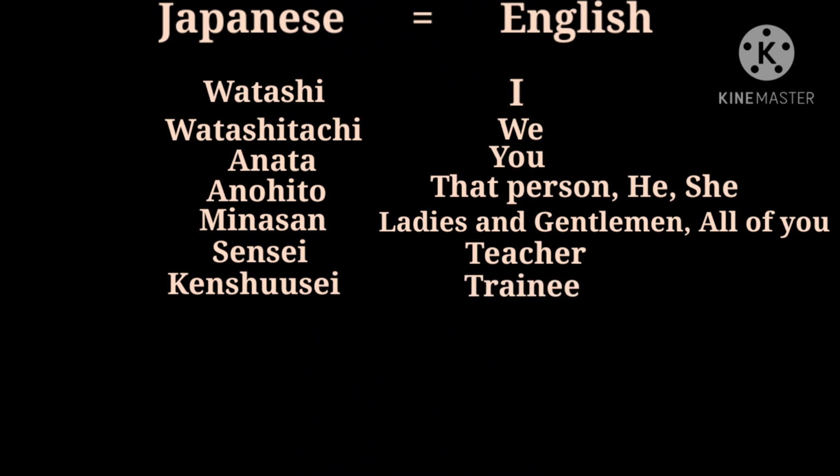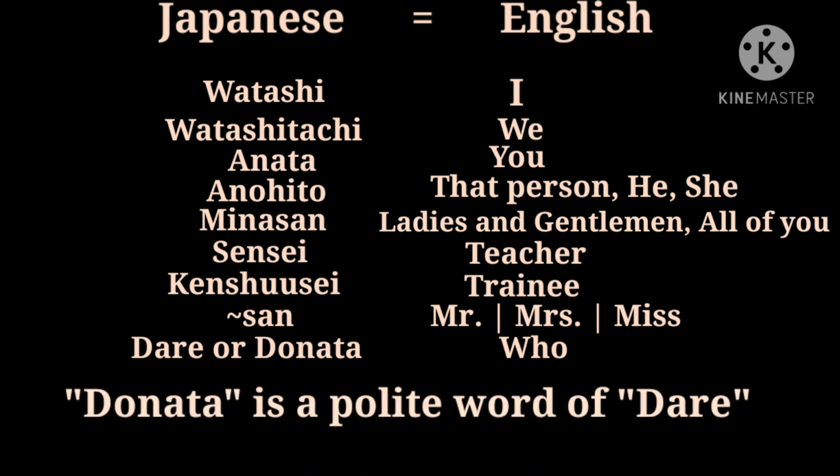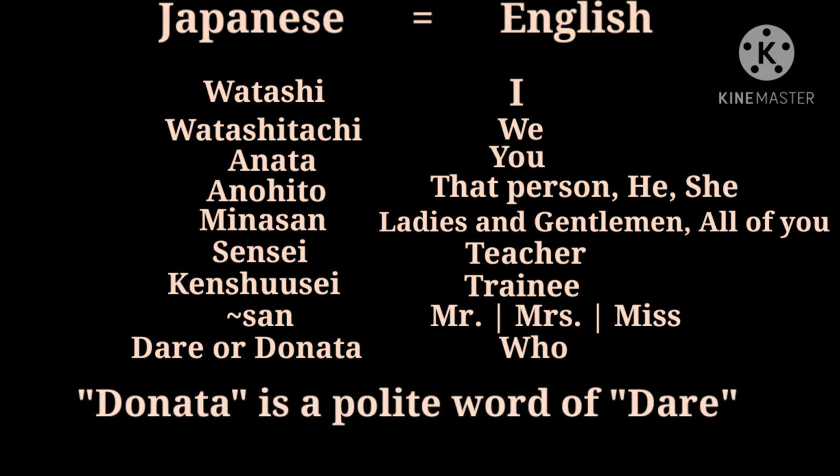Kenshusei means trainee. San means Mr., Mrs., or Miss. Dare or donata means who. Donata is a polite word of dare.